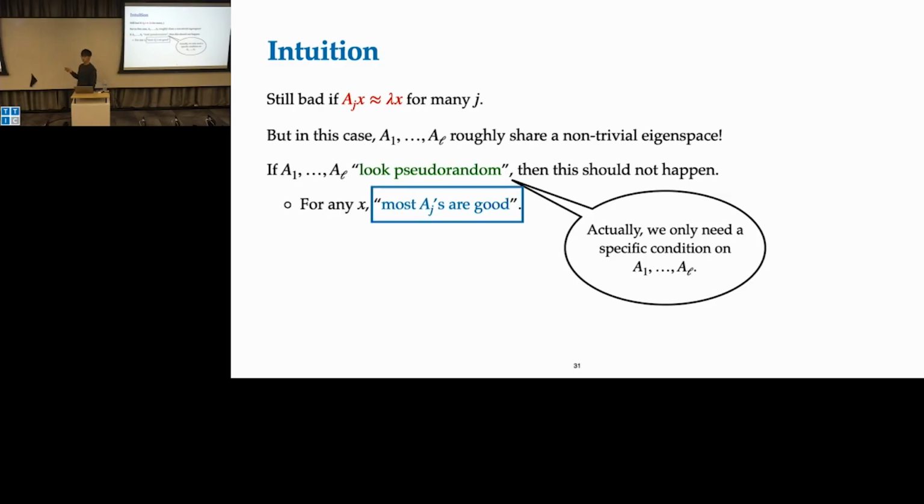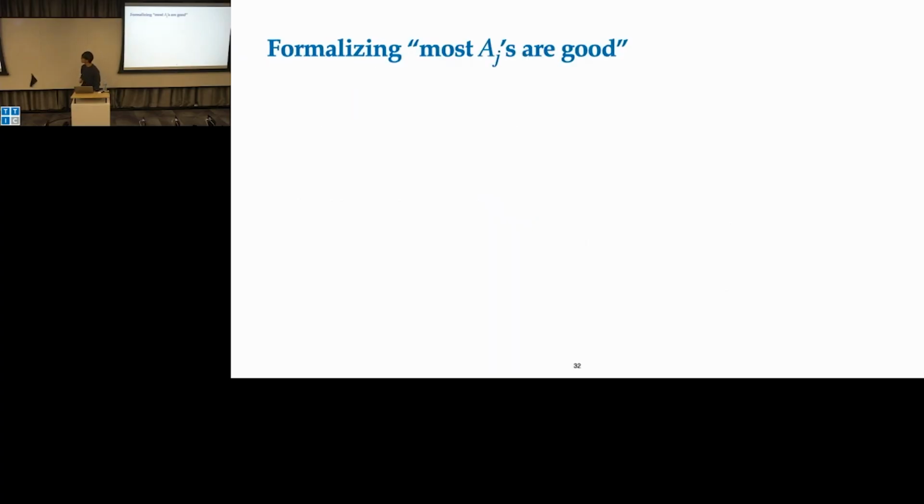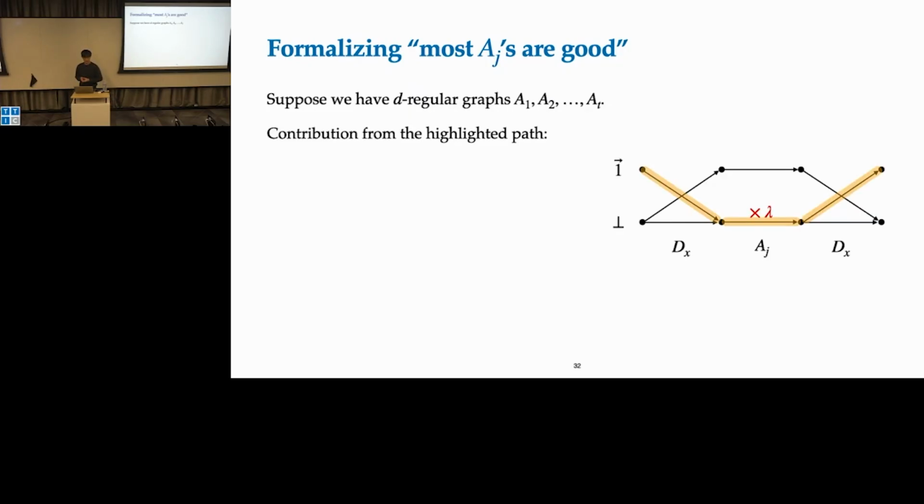So let's try to make this formal. Try to formalize what "most AJs are good" means. Let's assume that we have d-regular graphs A1 to AT. And then we are looking at this contribution from this bad path here. The contribution from this path can be written as the expectation over J.